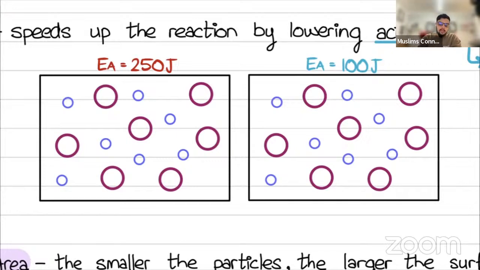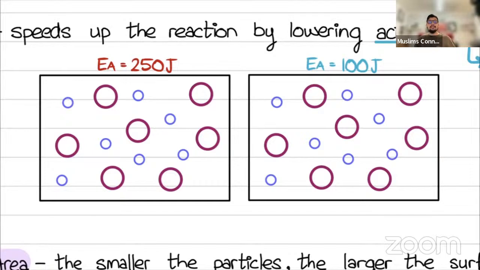How does it do this? By lowering the activation energy. So perhaps here, this could have bumped with that speed and it wouldn't have reacted. But on this side, it would have bumped with the same speed and it would have reacted. So it bumped with the same amount of energy, but it reacted. As you can see on the left-hand side, the activation energy is 250 joules. So when they collide, they need to collide with that amount of energy. And perhaps initially they don't collide with that energy, so there are fewer effective collisions. But on the right, the activation energy is now 100 joules.